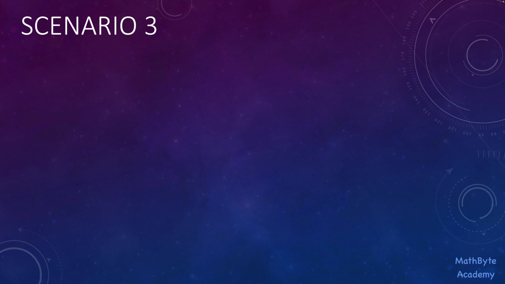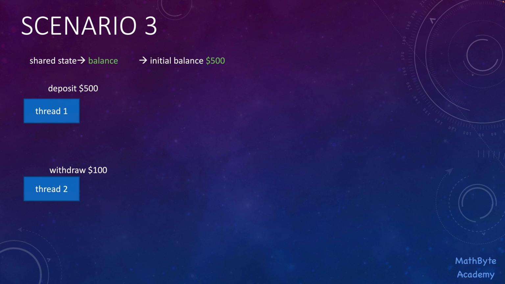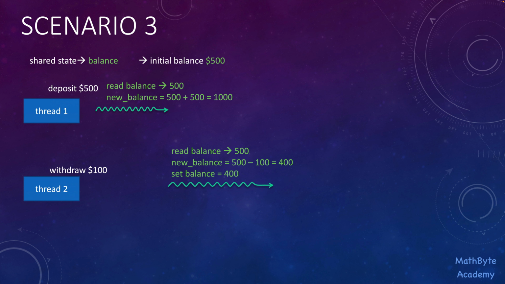You could also have this scenario. Again, we'll start with the same thing. We'll have the same threads. But now things are running this way. Thread number 1 reads the balance and calculates the new balance. Thread number 2 reads the balance, calculates the new balance, and sets the balance. It has time to do all three operations.